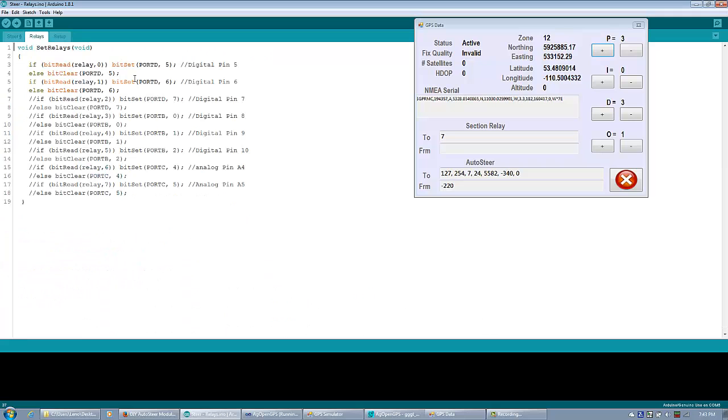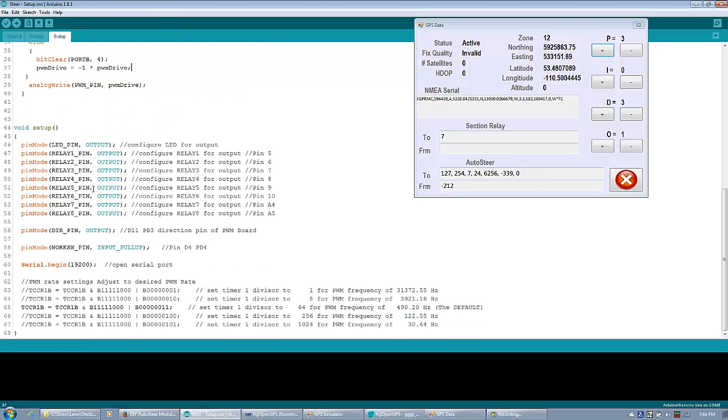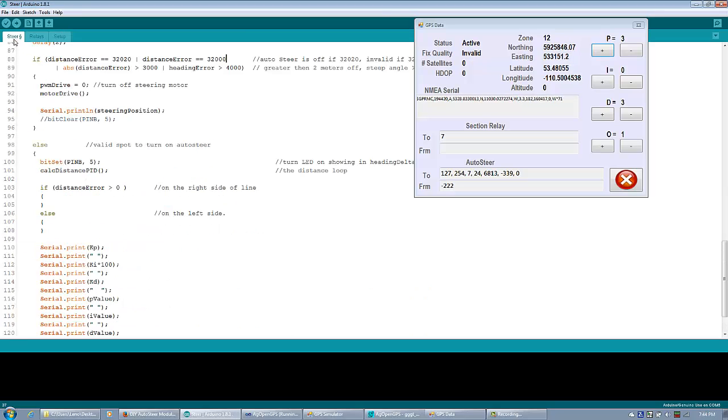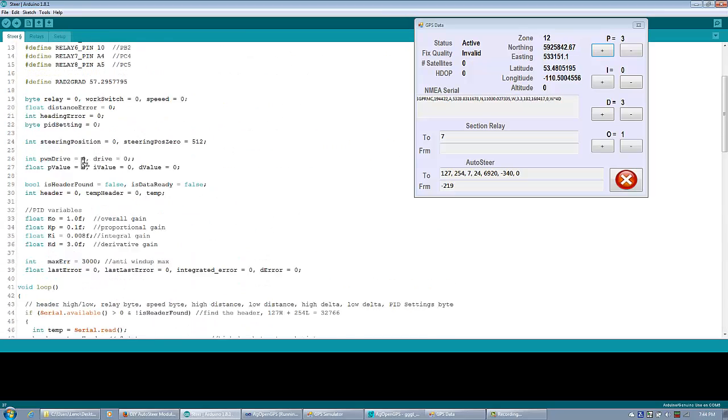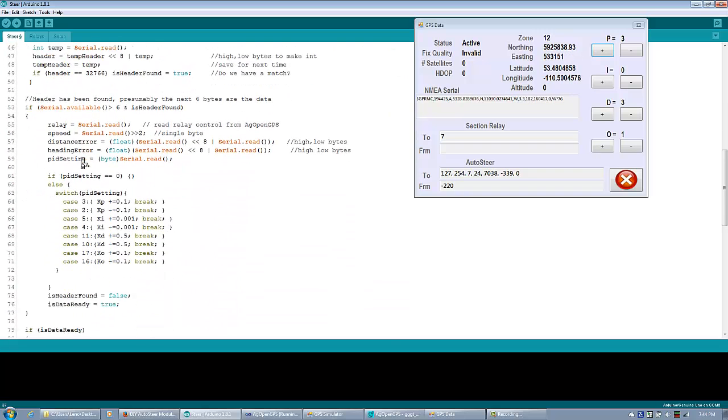To turn the relays off and on, you simply take the individual bits and spit them out to the individual ports that the relays are connected to. I only have two connected here, but you can do all eight. The setup just sets up whatever relay pins you have connected to which pins on the Arduino, and the pulse width modulation rate. And that's about it. It's fairly simple and seems to work pretty good.